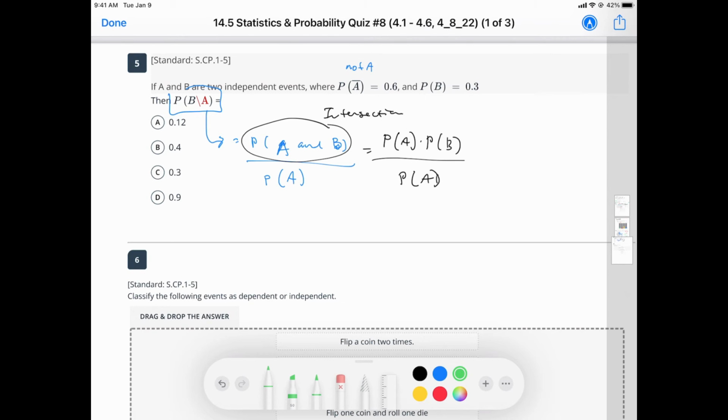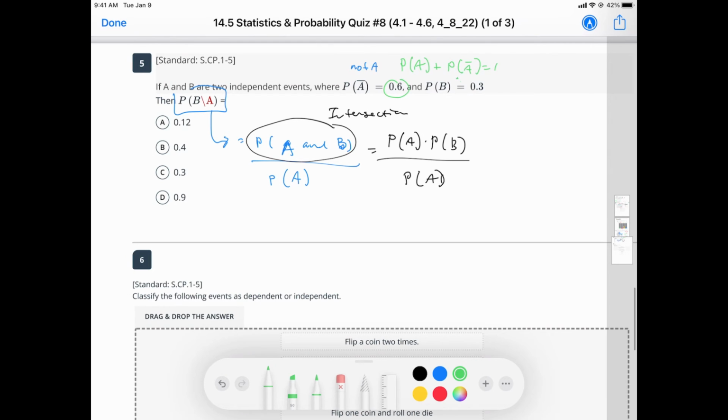Okay, so remember, the probability of A plus the probability that it's not A is equal to 1. So if you have 0.6, this one has to be 0.4. And then the probability of B is just 0.3. And I'm just left with 0.3 as my answer, which is C.